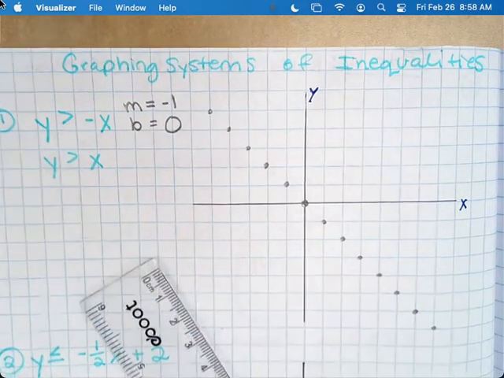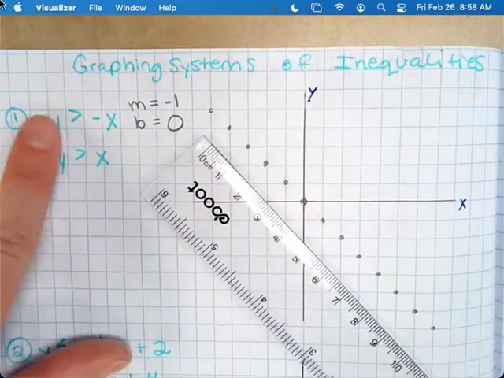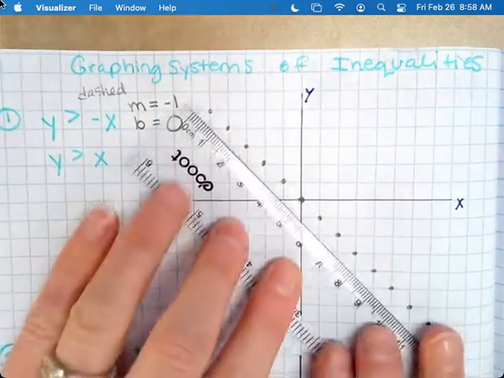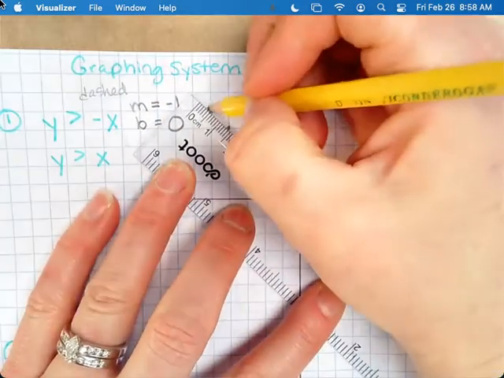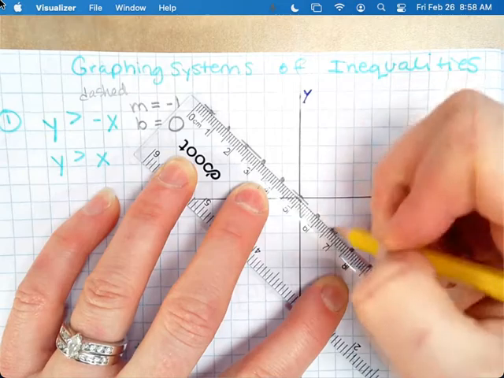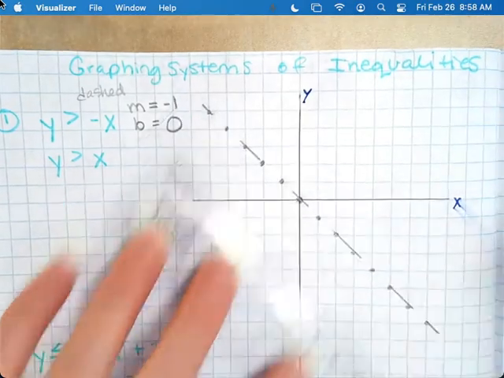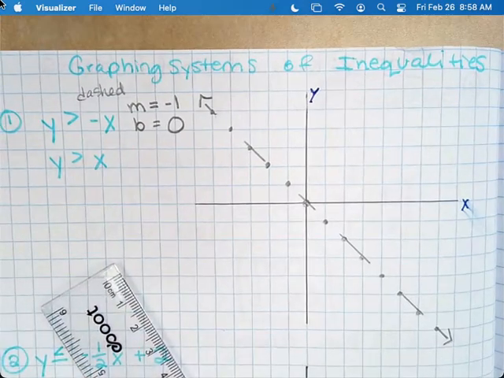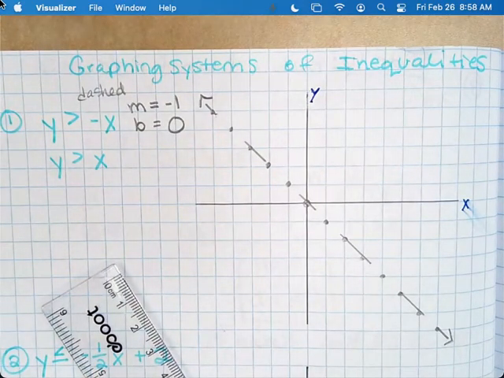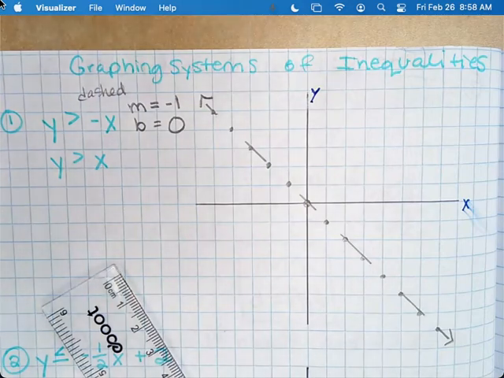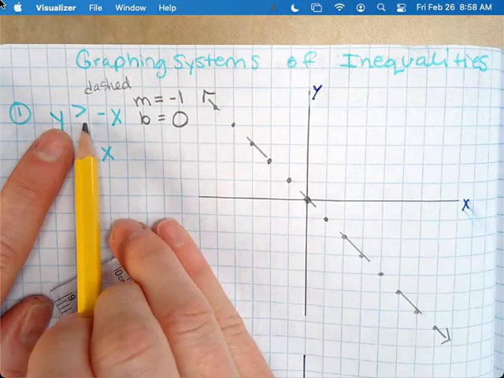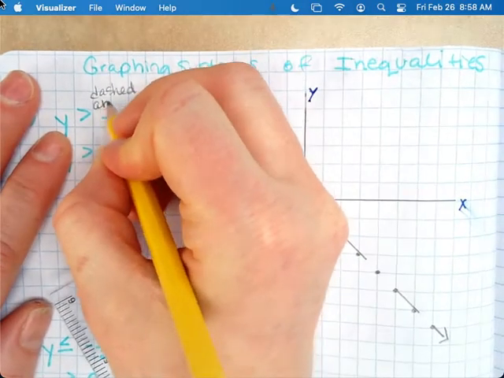Okay, is this going to be dashed or solid? Yeah, so I'm going to write that up here, dashed. I'm going to go ahead and dash it. Put arrows at the end, though. Okay, now this is a greater than, so how are we going to shade? Above or below? Above. So I'm going to write that out here also.